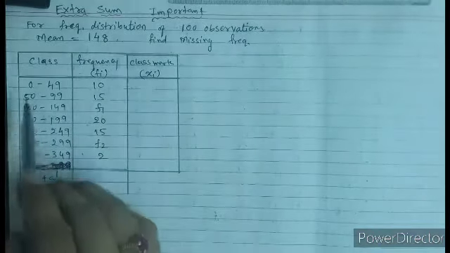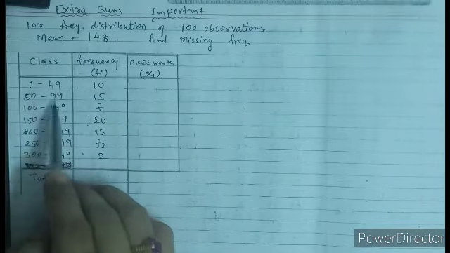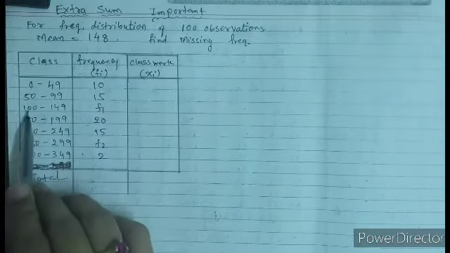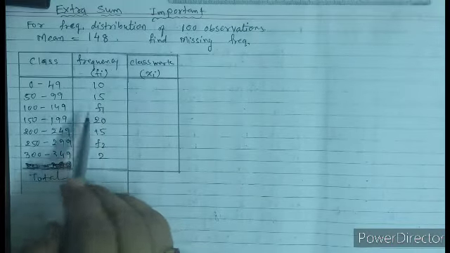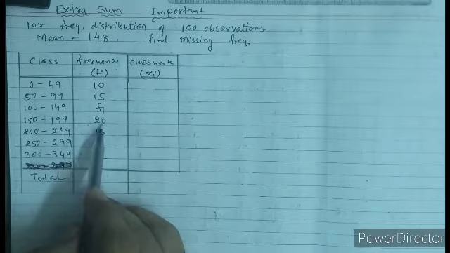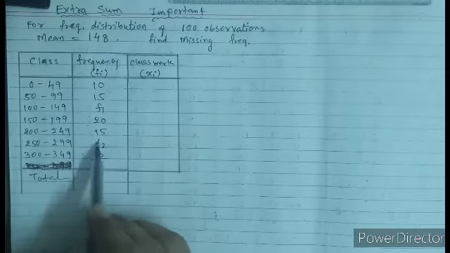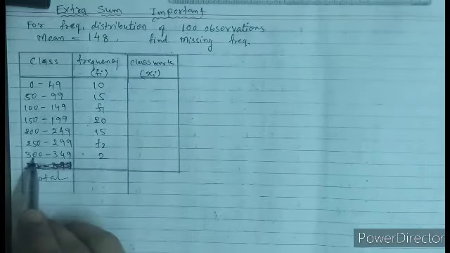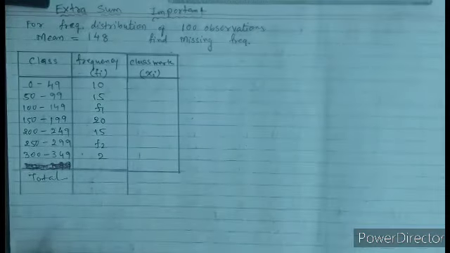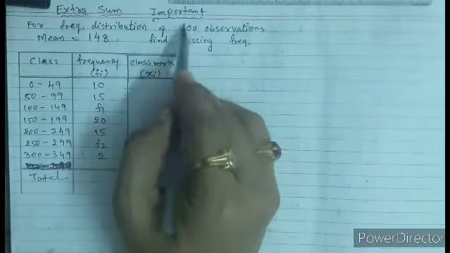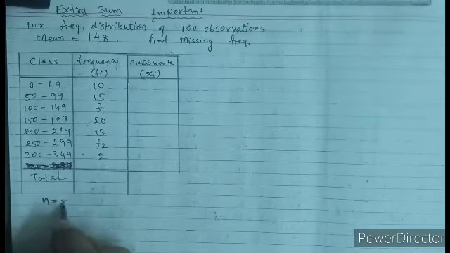Let's see the classes. Here the classes are 0 to 49, frequency is 10. The next is 50 to 99, 15 is the frequency. Next 100 to 149, frequency is missing, we call it F1. Then the next is 150 to 199, frequency 20, 200 to 249, frequency 15, 250 to 299, again missing frequency, we call it F2, and at last 300 to 349, frequency is 2. As it is given here, total number of observations is 100, that is n equals 100, or we can say sigma Fi equals 100.